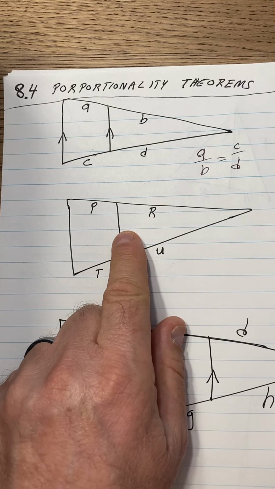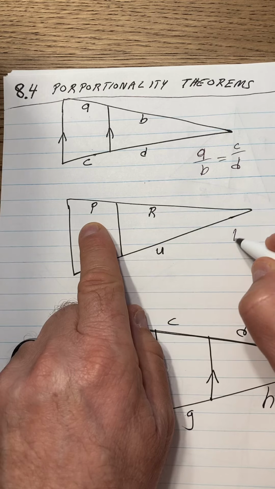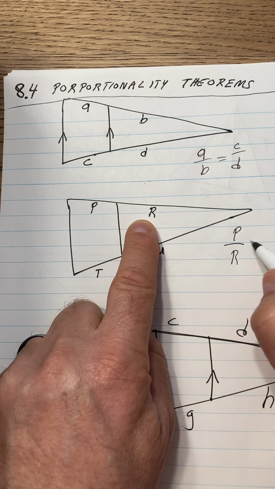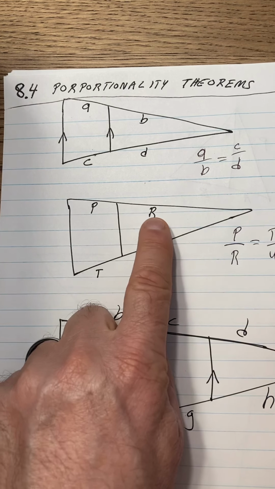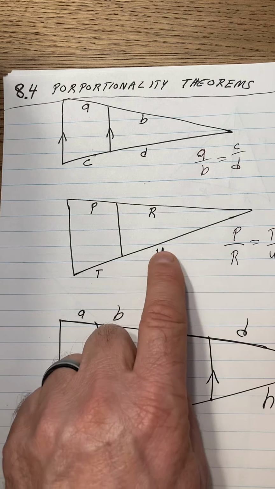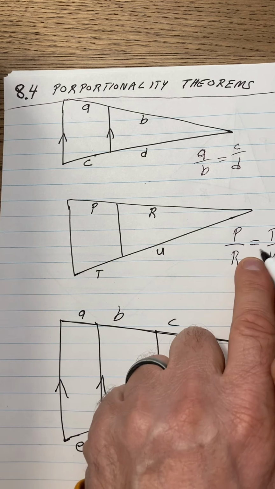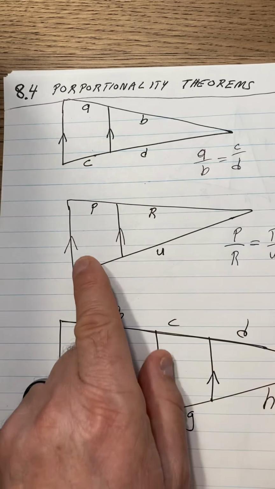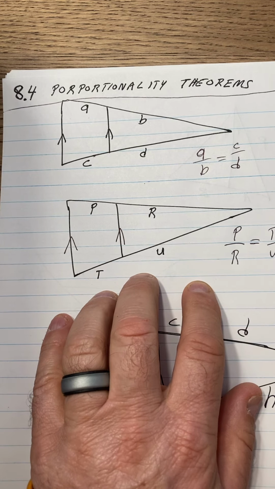The converse of the triangle proportionality theorem would also work. If P is to R as T is to U, if P to R is equal to T over U, if these are proportional, if these are equal, that means these two lines will be parallel. This is the converse of the proportionality theorem.